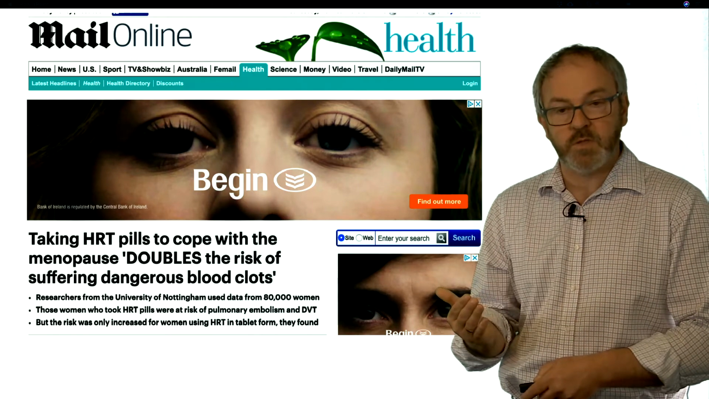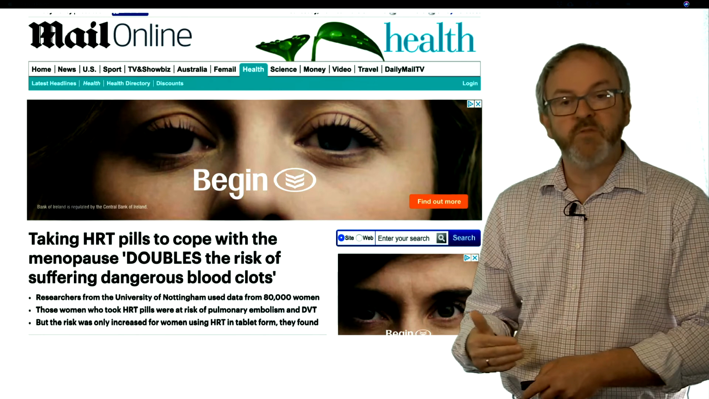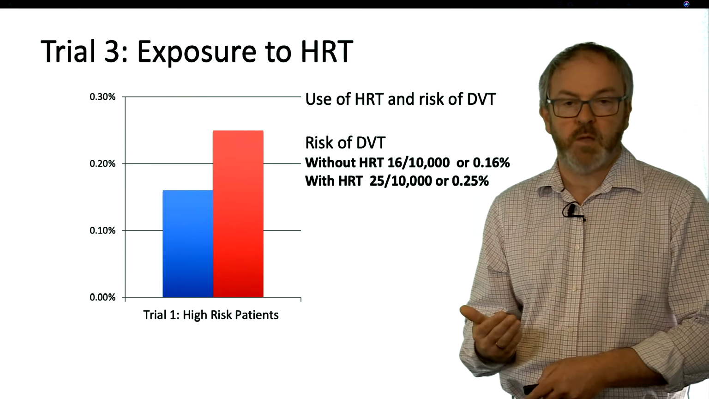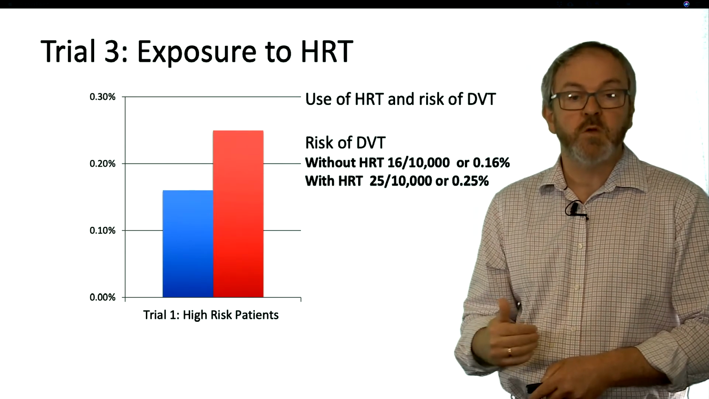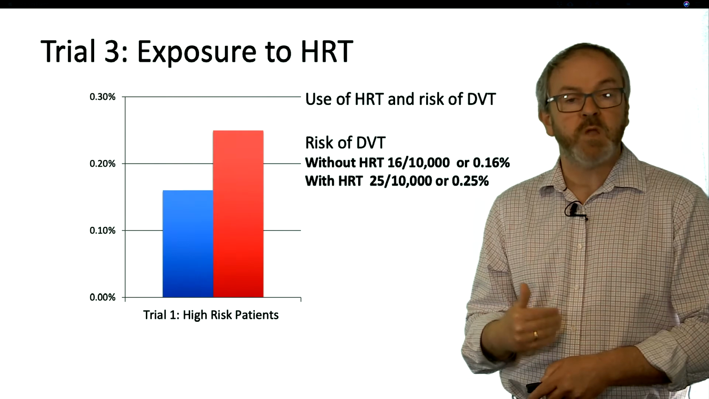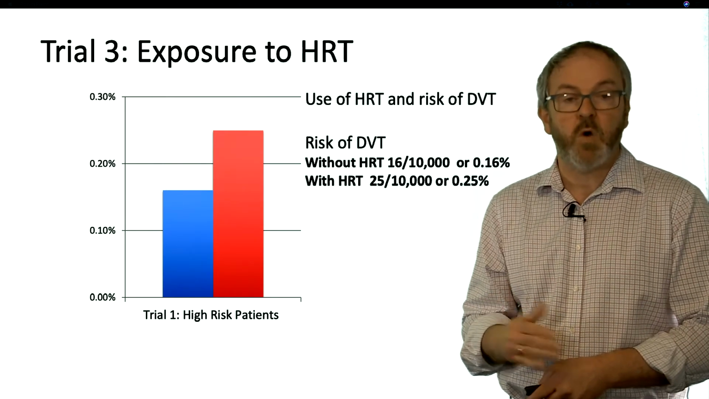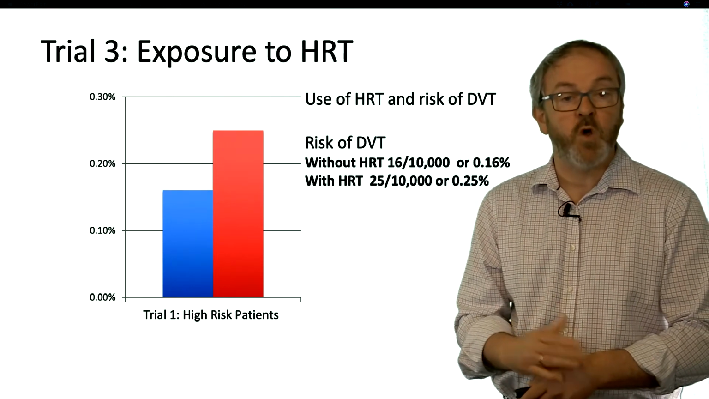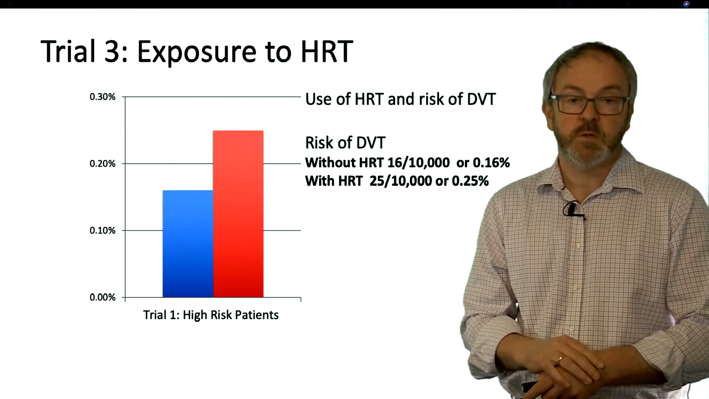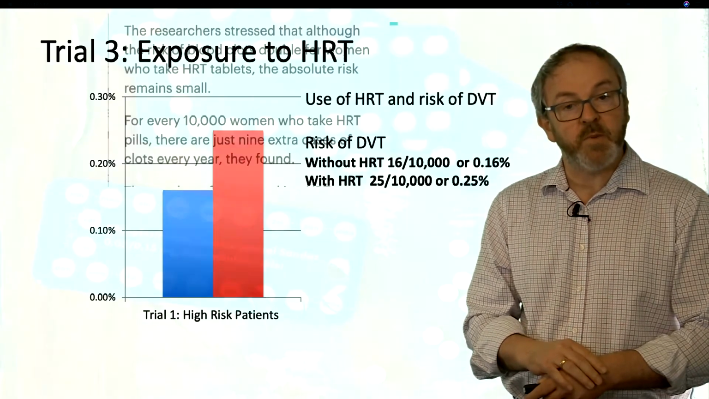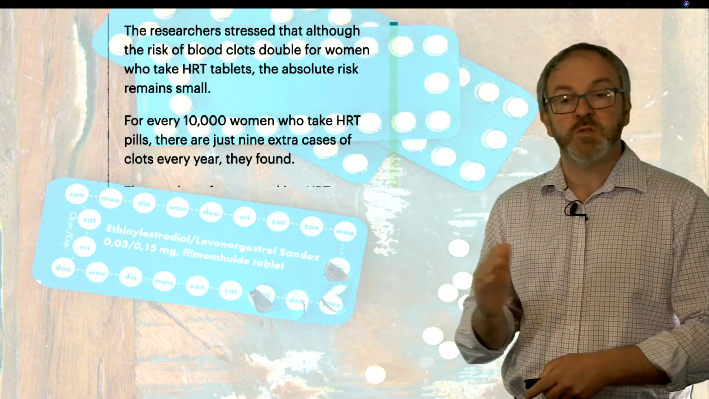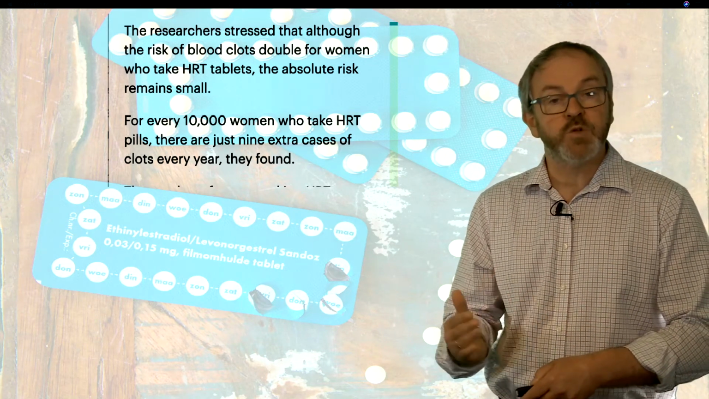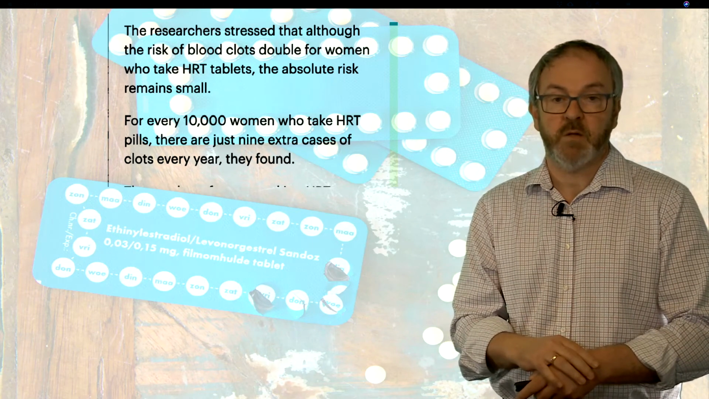So if you refer back to the news headlines, doubles the risk of suffering dangerous blood clots. That's very hard to interpret. What does that actually mean? But if we use the methods that we've just done and go into the actual study, looking at the BMJ paper, we find the actual results. So the risk of deep vein thrombosis without HRT is 16 per 10,000 or 0.16%. With HRT, the risk is 25 per 10,000 or 0.25%. And in fact, if you go into the back of the paper, into the discussion, the researchers express this result. For every 10,000 women who take HRT pills, there are just 9 extra cases of clots every year they found.